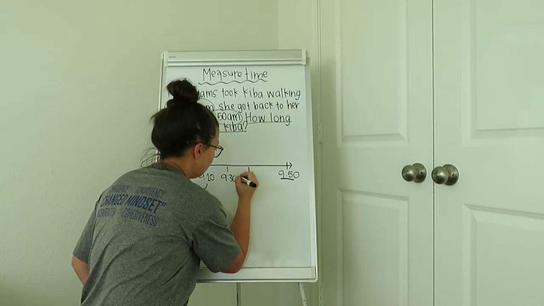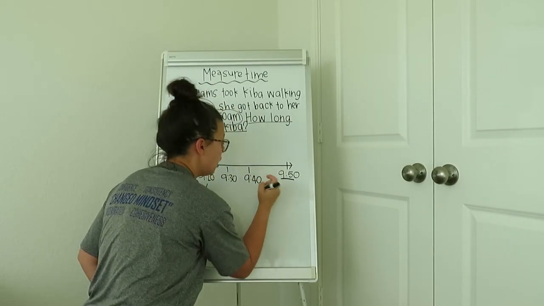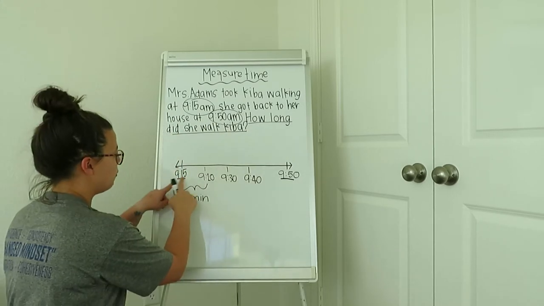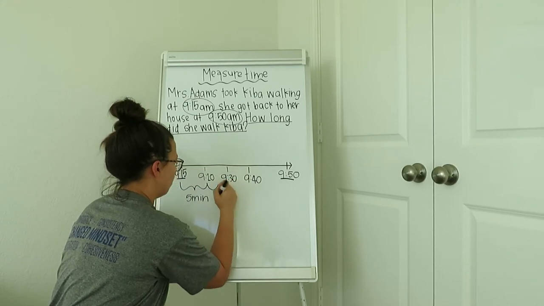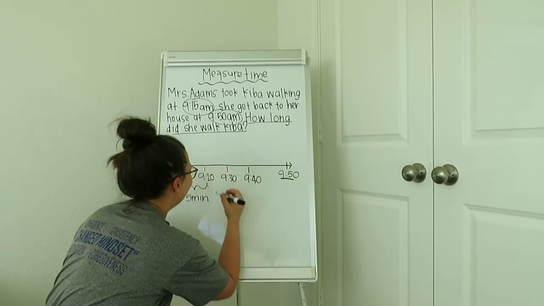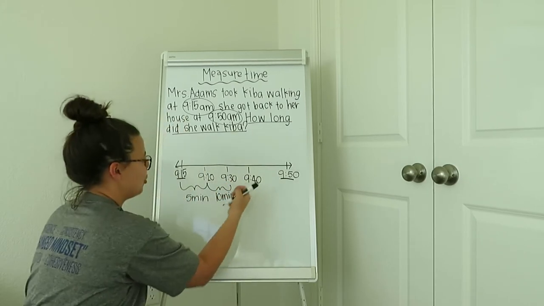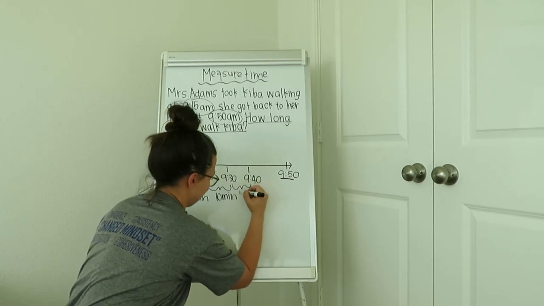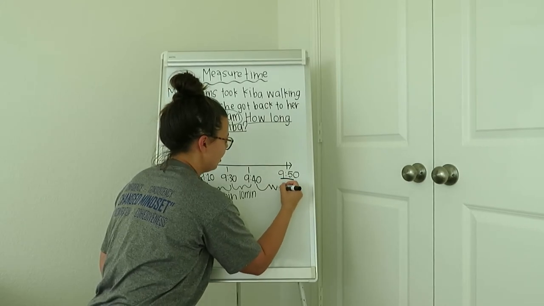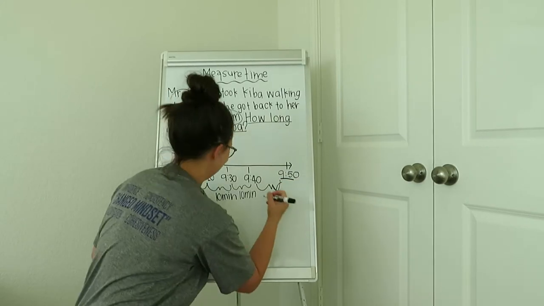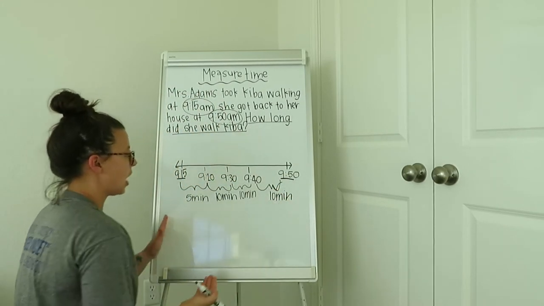9:30, 9:40, and my endpoint 9:50. We've already said that 9:15 and 9:20 was 5 minutes, and how long was 9:20 to 9:30? 10 minutes. 9:30 to 9:40. 10 minutes. And 9:40 to 9:50. 10 minutes. So then now that we use our number line, we can just add these times up.